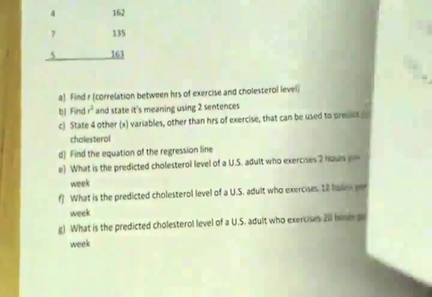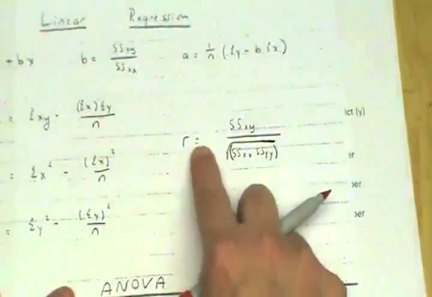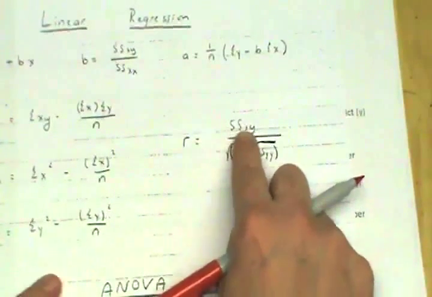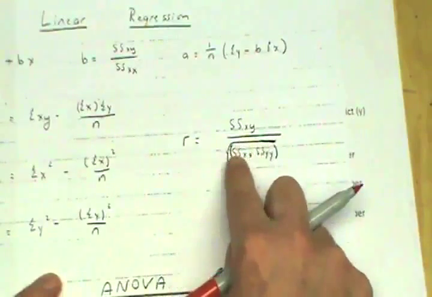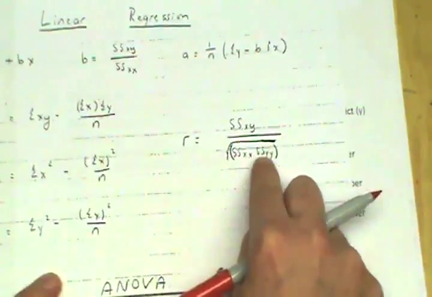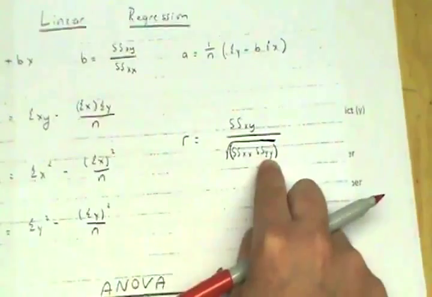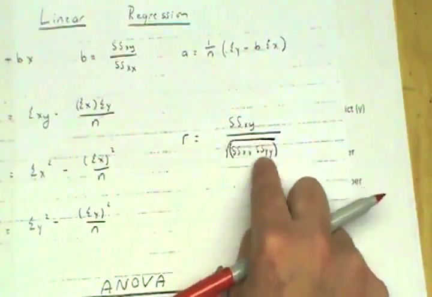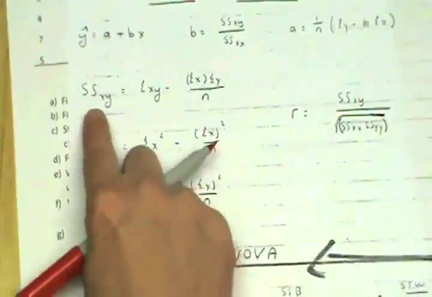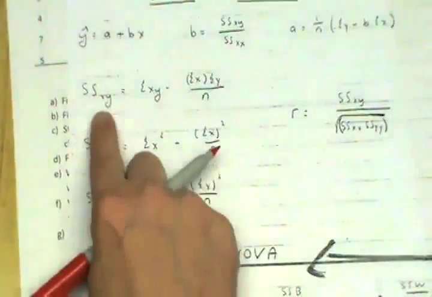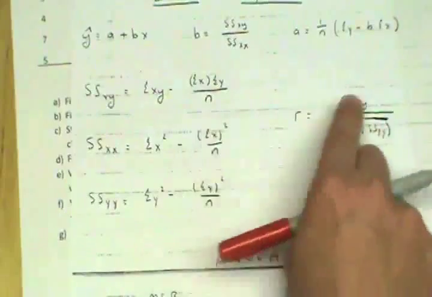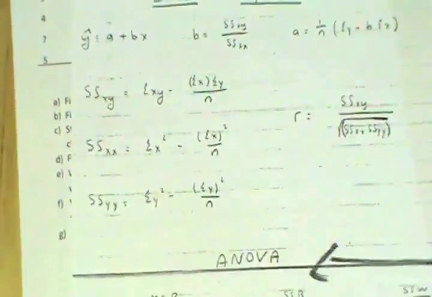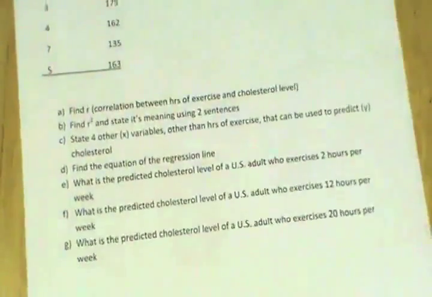Okay, well, if you go to your formula sheet, you'll notice that R is calculated by finding the SSXY divided by the square root of SSXX and SSYY. In order to calculate this, though, we need those values. And if we go to the left, here's those values right here. So we're going to have to follow this formula, this formula, this formula to get these three values. And then we can find the value for R. And I'm going to explain it a little bit more in just a second what R actually means.